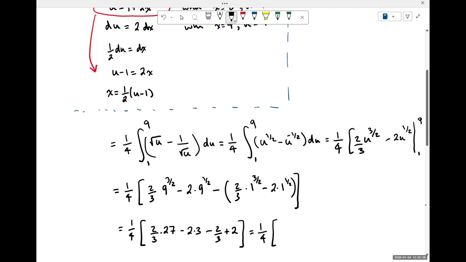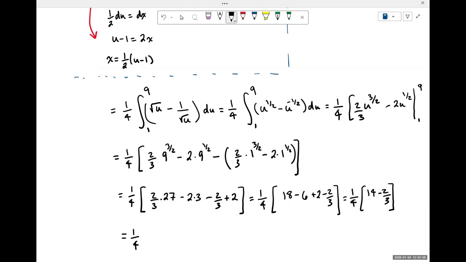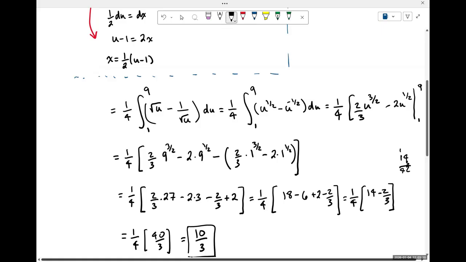So this would be 2 times 9, so 18 minus 6 plus 2 minus 2/3. So 14 minus 2/3, always with this stuff. Finally, I have 14 times 3, 42. So this is 40 thirds. Times the 1/4, this would be 10 thirds. And that's my answer.